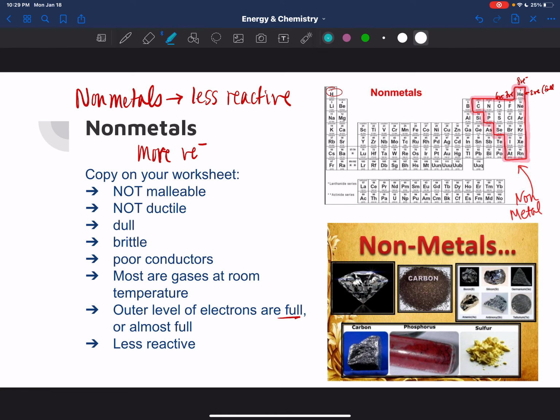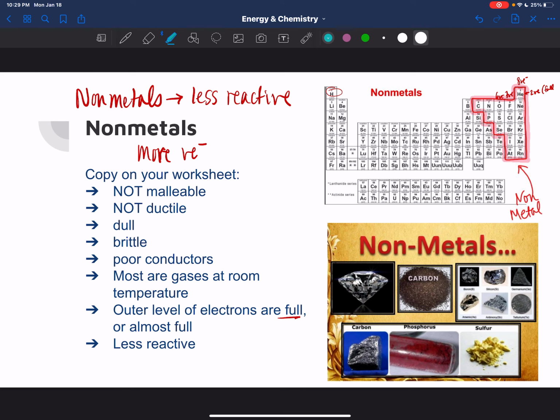Nonmetals are basically the opposite of metals. Nonmetals are very brittle. So that means that they are not malleable. They are not ductile, so they can't be bent or shaped. They break very easily. They are also not shiny, so that means that they're dull, and they are very poor conductors of heat and electricity. Most of them are gases at room temperature, and they are less reactive because their outer level of electrons are full or almost full.